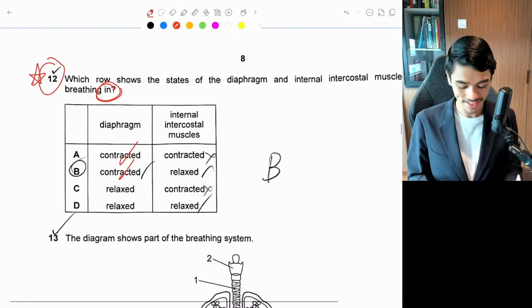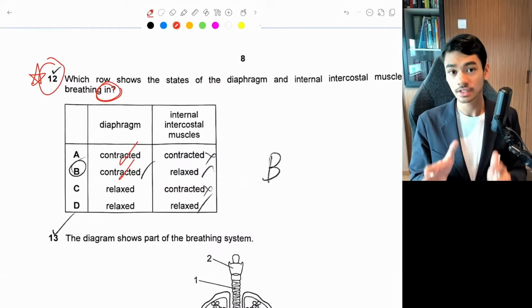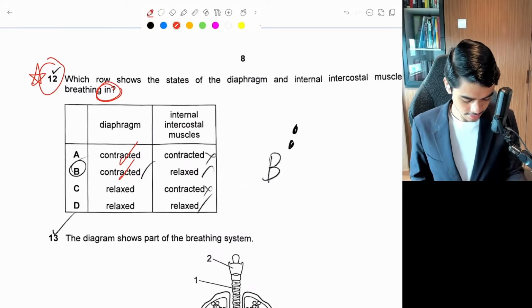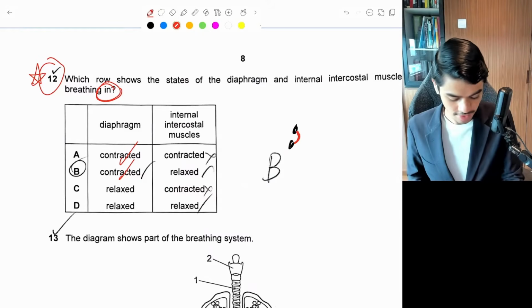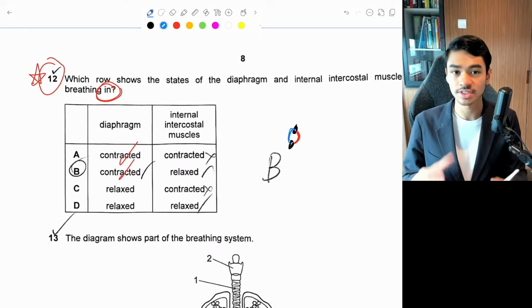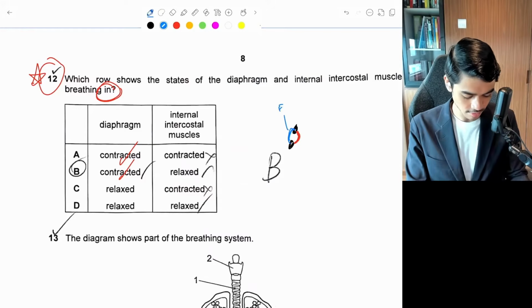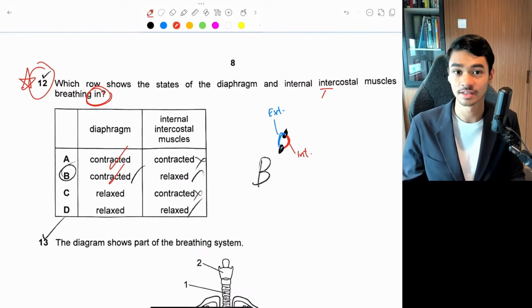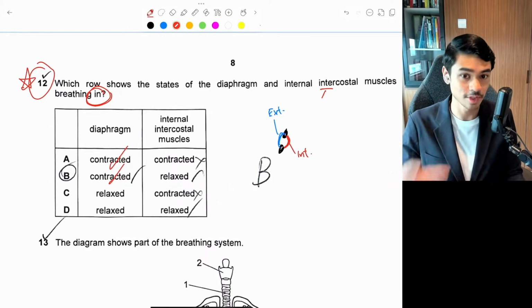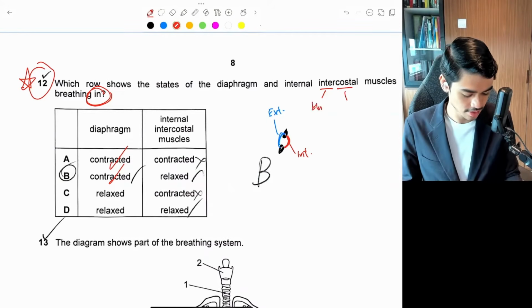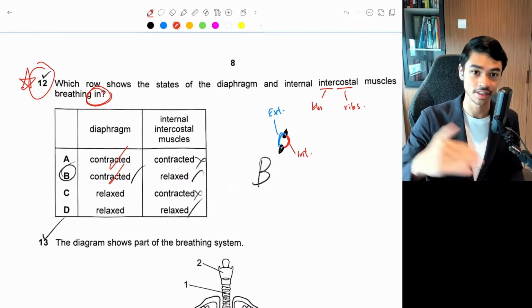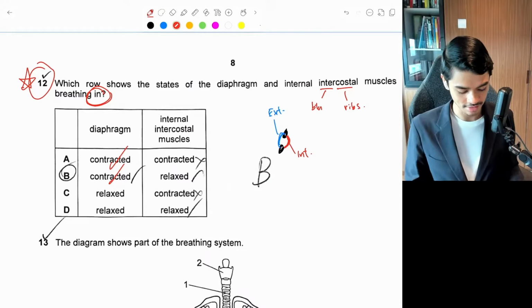Now the second one says internal intercostal muscles. Intercostal muscles are in between our ribs. So I'll just draw two ribs here, right? The internal ones are on the inside, facing our lungs, and the external ones are on the outside. I know it's a bit confusing. Inter means in between, just like intermolecular, intercellular. Costal here just refers to the rib bones. So these muscles are found between the ribs, and the internal ones face the lungs. That's why they're called internal intercostal.